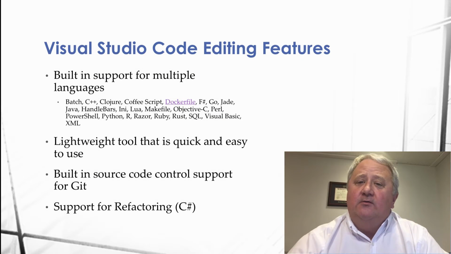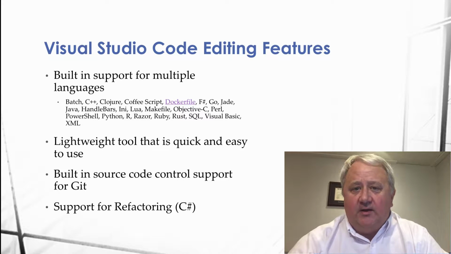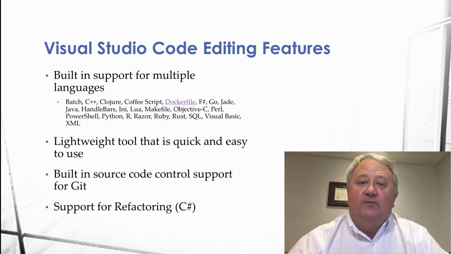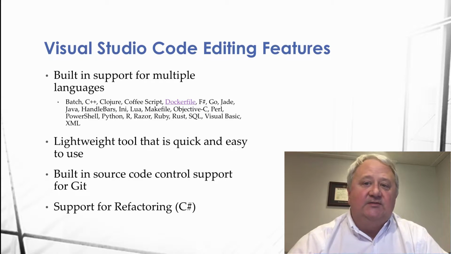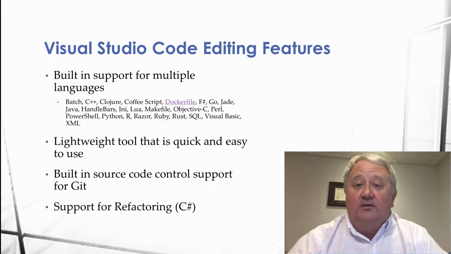Visual Studio Code is first and foremost a code editor. It has built-in support for many different languages and file types. It naturally has support for Microsoft-centric languages such as C# and Visual Basic, but it also has support for Java, C++, Python, Objective-C, and many others. The current list that is supported is listed here on the slide. In addition, support for other languages is also under development.